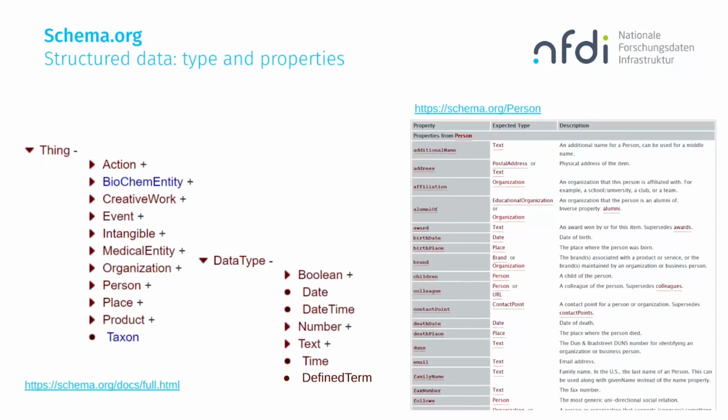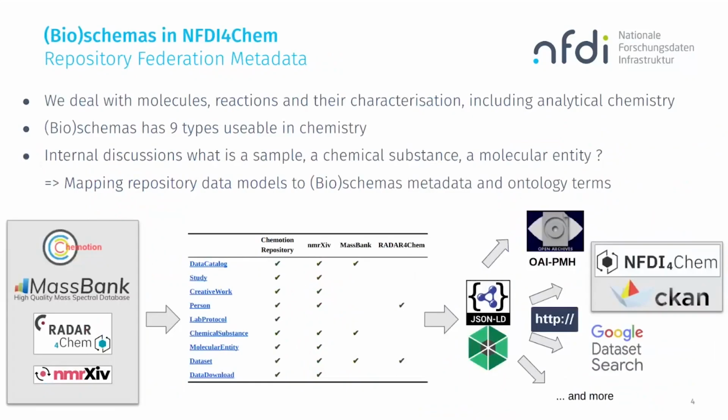And I would like to show how we use that in NFDI for Chem, where we have a number of resources that provide data, and they all have kinds of metadata and present that, for example, through the website. And here are the data types that are relevant in the chemistry area, notably chemical substance and molecular entity, which are supported in some of the resources. And then that data gets harvested and used elsewhere.